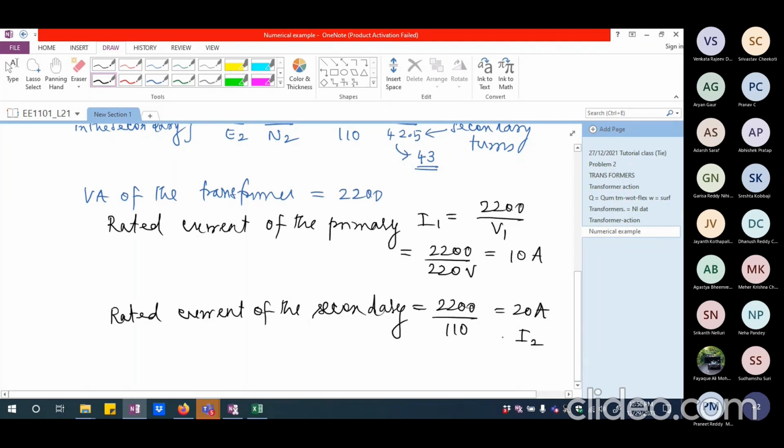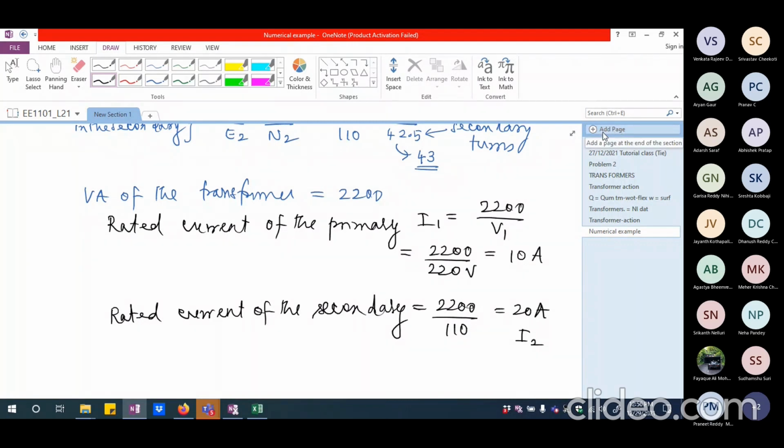Please note that the power or the volt ampere is the same if I look at it from the primary side or the secondary side. It's not going to be very different. So if the voltage is stepped up, current is going to be stepped down and vice versa. Okay, so that's what is being done in this particular case.